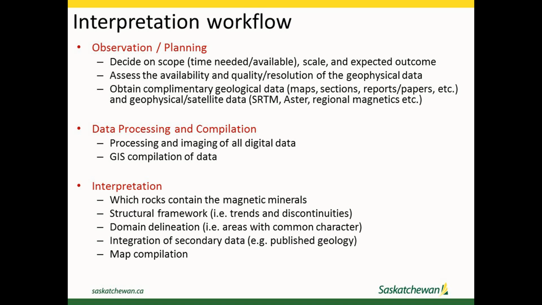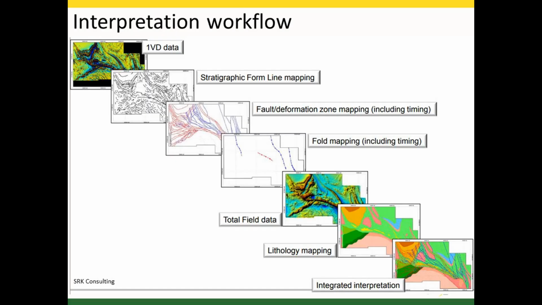Then magnetic data are processed and compiled in ArcGIS or any GIS platform. We have processed maps, structural framework, faults, magnetic domains. All this information can be extracted from the data. Then they can be integrated with complementary information, and it results in an integrated interpretation map.